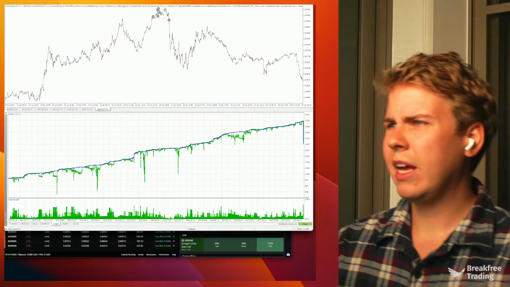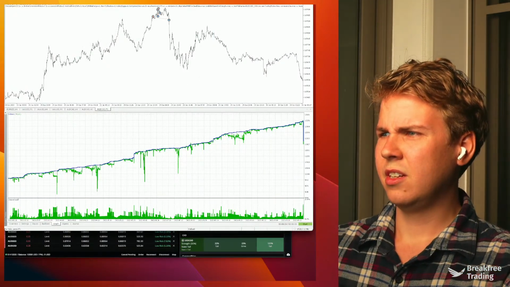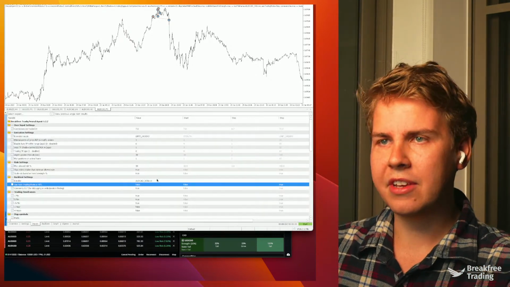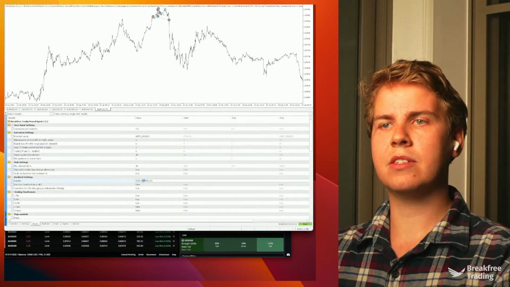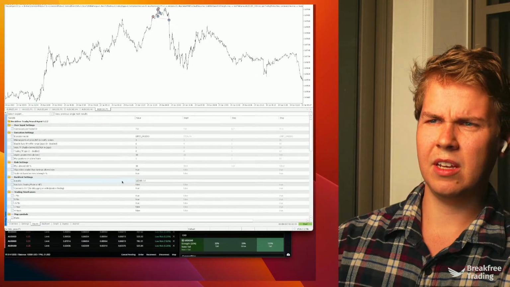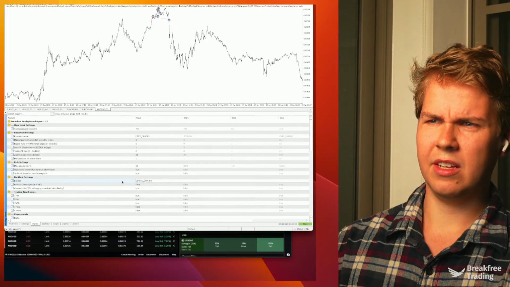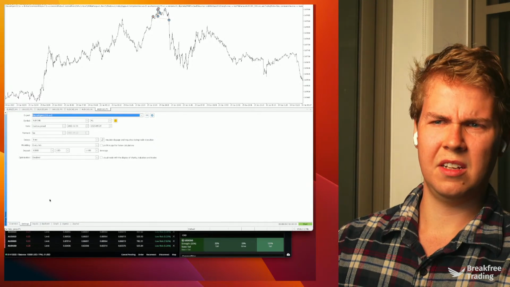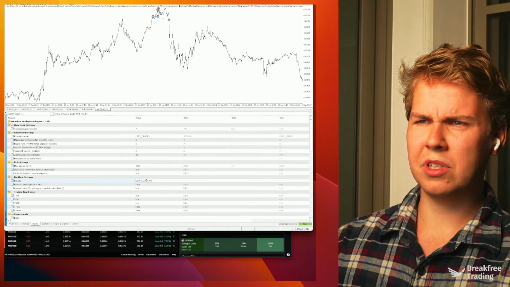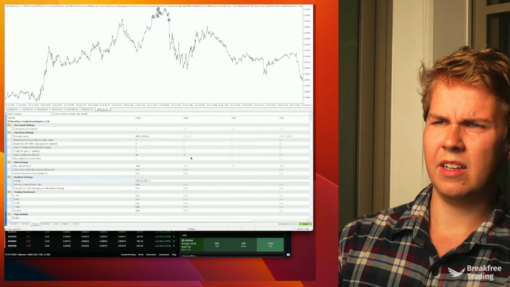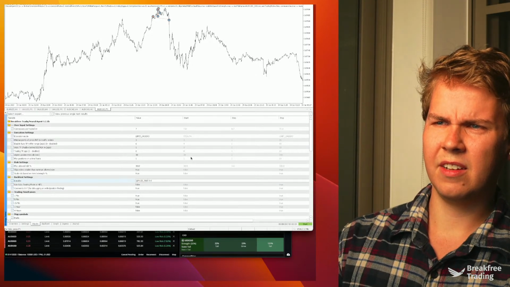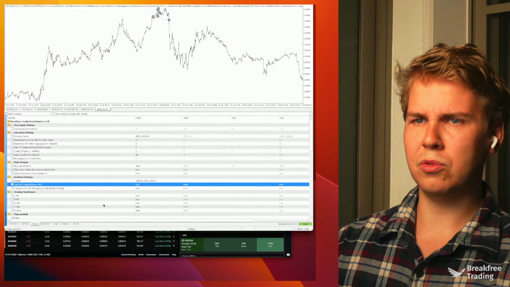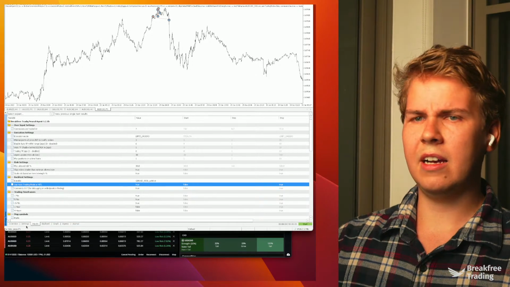So people have been asking me for a long backtest of GBP USD. So let's do that. Now for these long backtests, I'm using this one, a little bit different file here. We'll start.